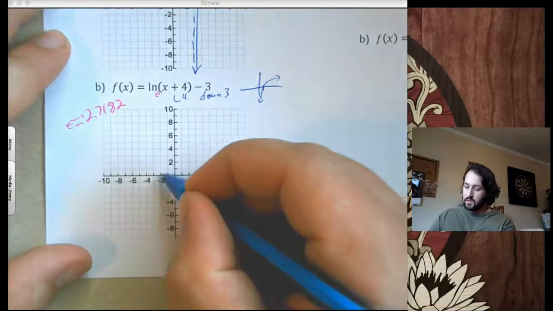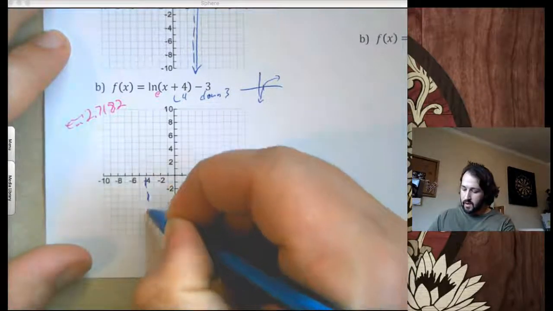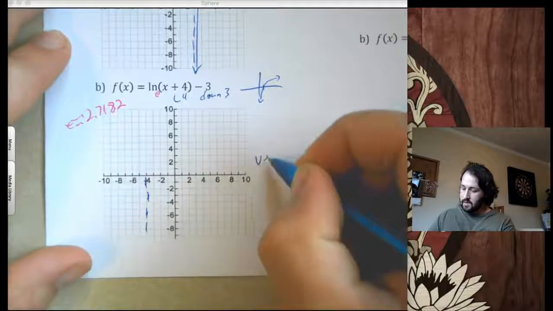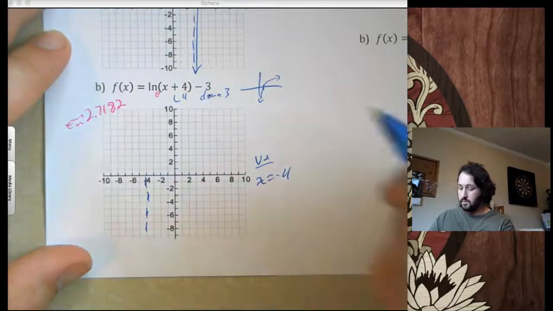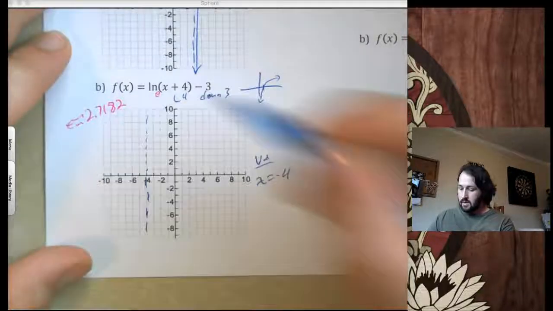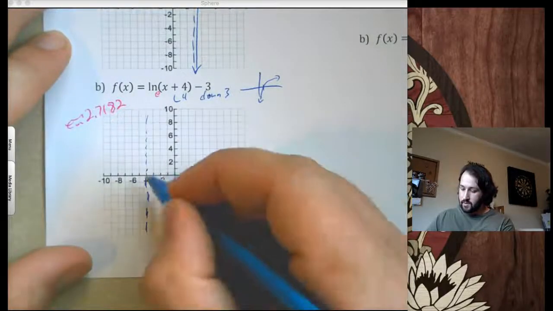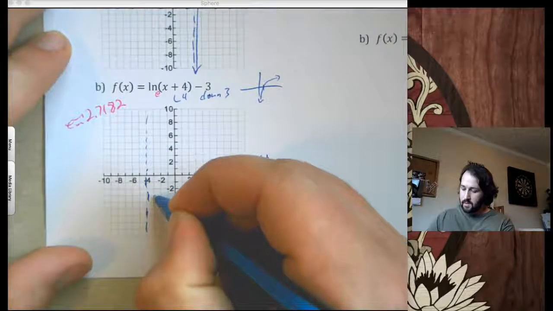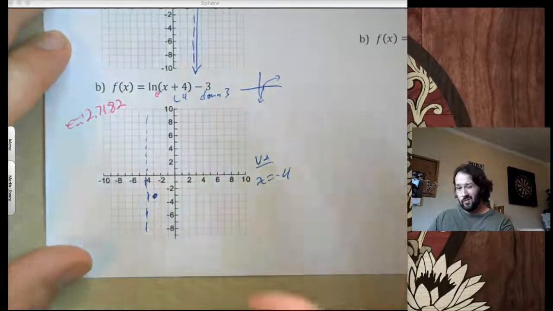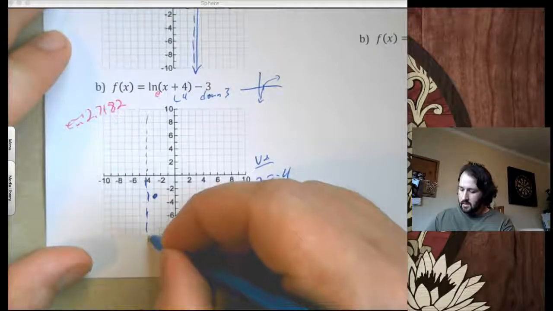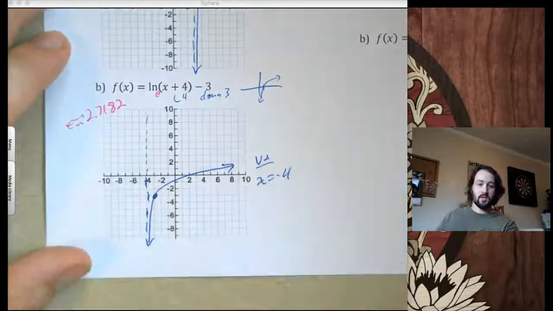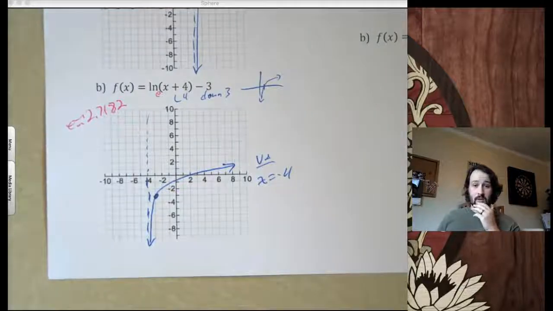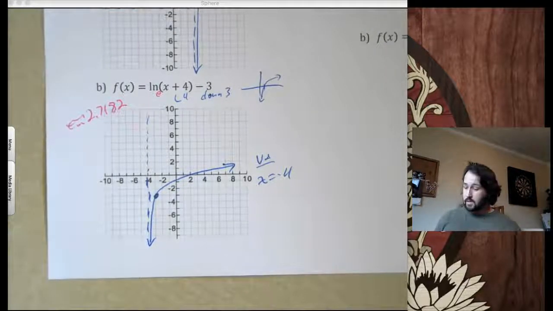So left 1, 2, 3, 4. So I'll have my vertical asymptote now at -4. So I'm going to go ahead and say x equals -4 for the vertical asymptote. And then I will be down 3 units, so down 1, 2, 3, to get where the x-intercept kind of moved to, from my parent function at least. And then I will have an increasing growth logarithmic function as it goes. All right.